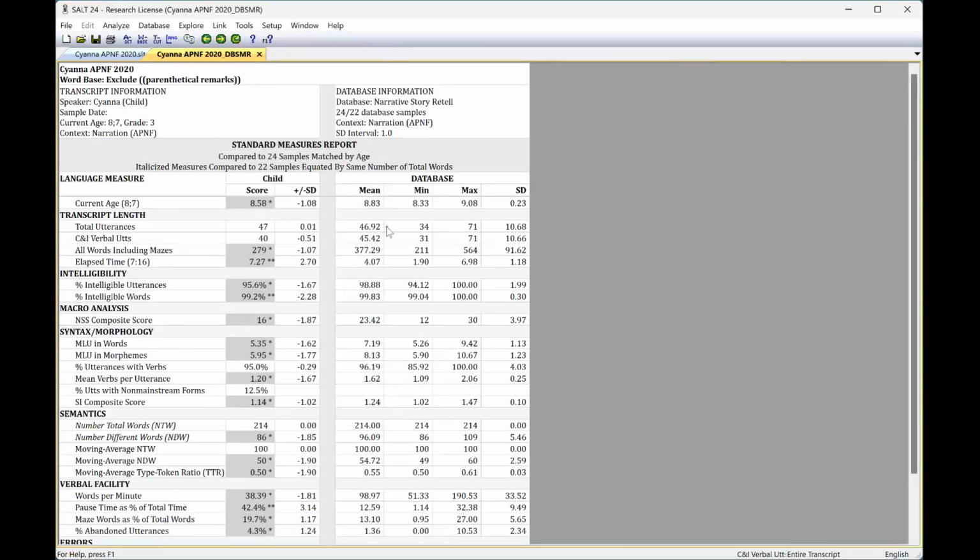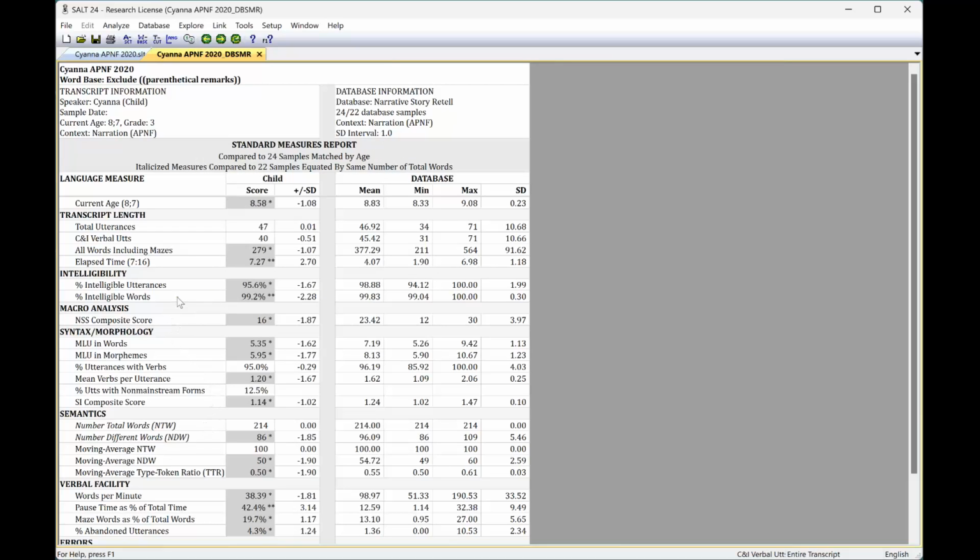There's a ton of numbers. Important to just conceptualize: the left-hand side is all of the student or speaker measures. The right-hand side is the database measures. So that's the averages, the means, and so forth. So we have the standard measures report compared to 24 samples that we have up here. Italicized measures are those that are equated by the same number of total words.